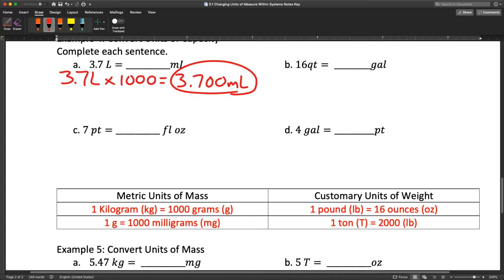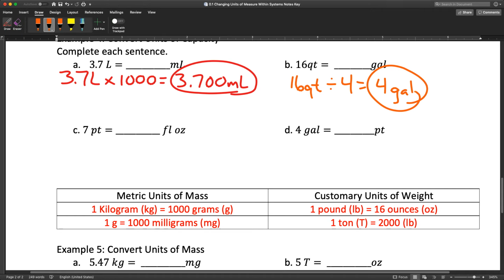Taking a look at B, you will notice that we are going from quarts to gallons. There are 4 quarts in a gallon. We are going from a smaller unit to a larger unit. So we are going to divide. So I'm going to take my 16 quarts and divide by 4, and my answer is 4 gallons.